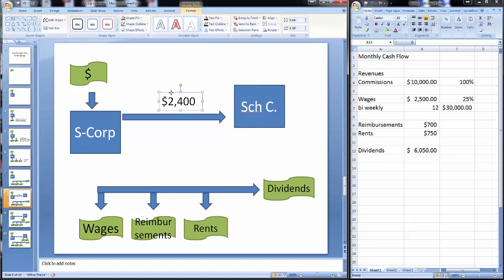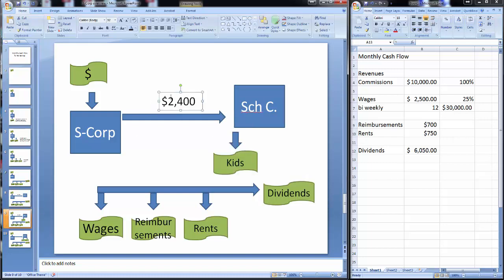Now, why is that important? Well, we're going to use some of that $2,400 to pay the kids, right? If you're not familiar with this, we're going to be paying the kids a reasonable wage to help out within the business. So let's say this Schedule C is janitorial services. $2,400 a month for janitorial services may be a little bit high, so we may have to offer additional services to get to that $2,400.